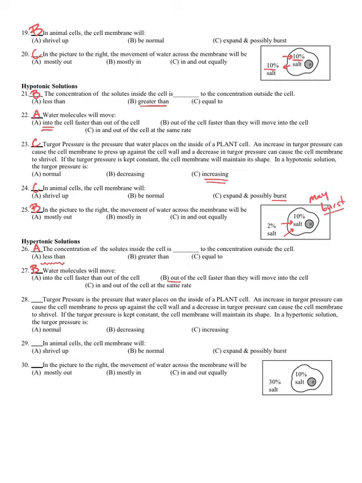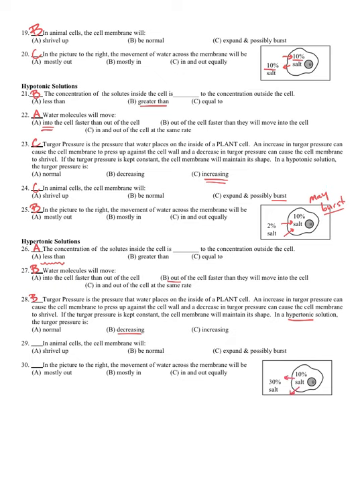Number 28. Turgor pressure is the pressure that water places on the inside of a plant cell. An increase in turgor pressure can cause the cell membrane to press up against the cell wall, and a decrease in turgor pressure can cause the cell membrane to shrivel. If the turgor pressure is kept constant, the cell membrane will maintain its shape. In a hypertonic solution, the turgor pressure is decreasing, and this is because water is leaving the cell, and so it causes the cell membrane to pull away from the cell wall, and it will shrink the cell inside of the cell wall.